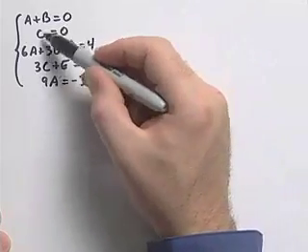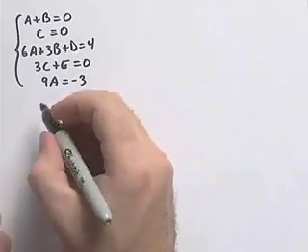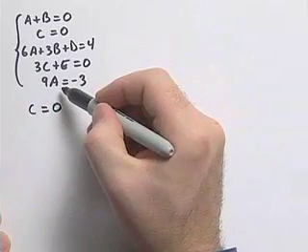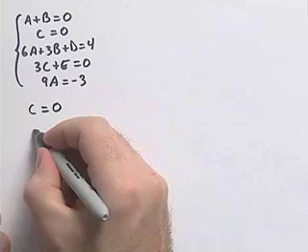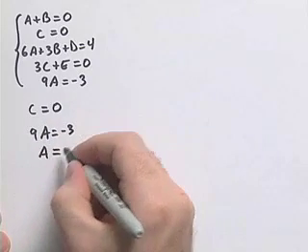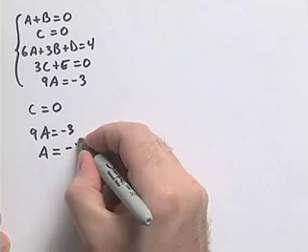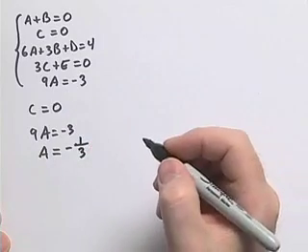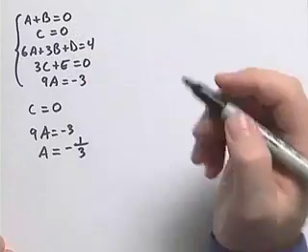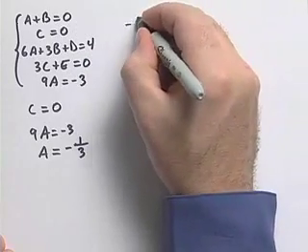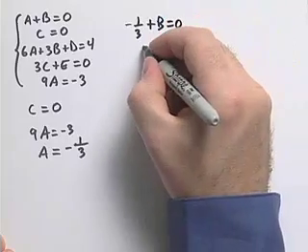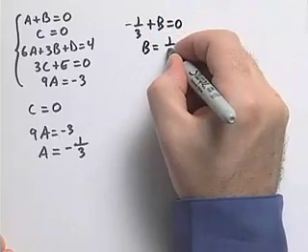We can look and see in the second equation, we already know that C is going to equal 0. We'll go ahead and write that down. Look at the very last equation, 9A equals negative 3. That tells us that A is equal to negative 1/3. Since we know what A is, we can plug that into our first equation to solve for B. So we're going to get negative 1/3 plus B equals 0. That tells us that B has to equal positive 1/3.